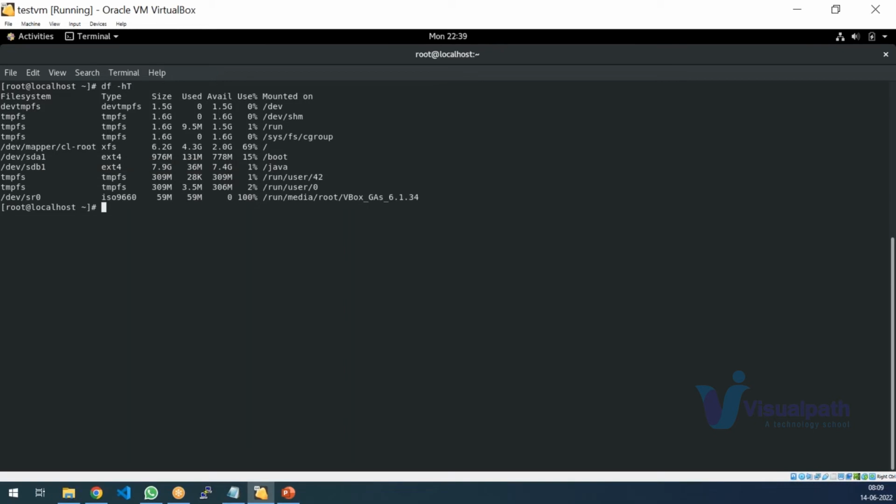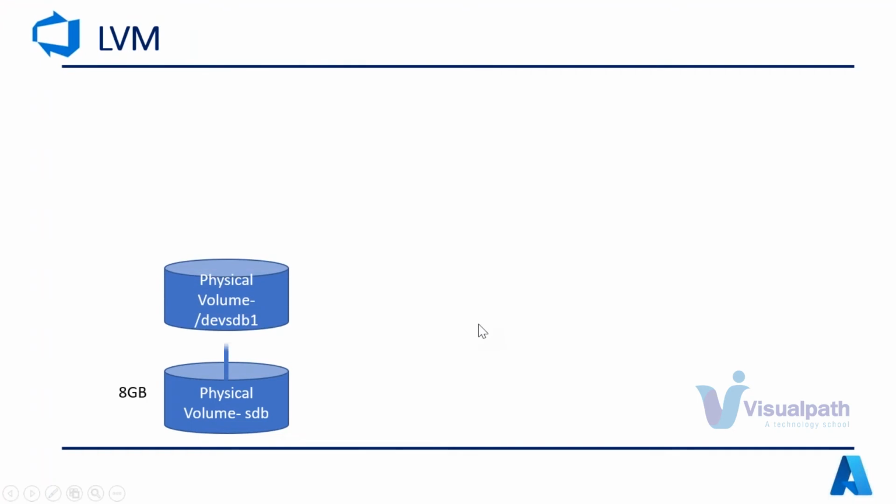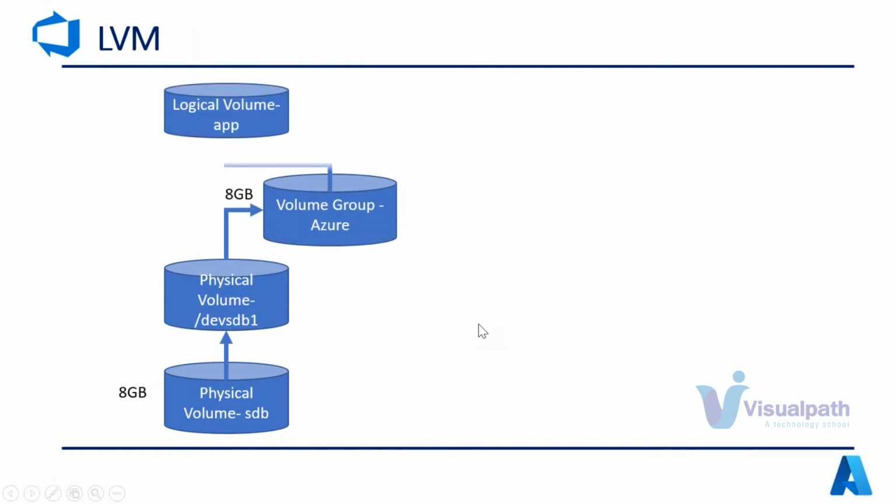Now let us suppose I don't want to format it directly and mount it to Java. I will create a physical volume out of this, then create a volume group, and then create a logical volume. You are getting the steps right as per the PPT. But what is the difference between normal volume and physical volume? Now we have attached 8 GB, and we are connecting it to a physical volume.